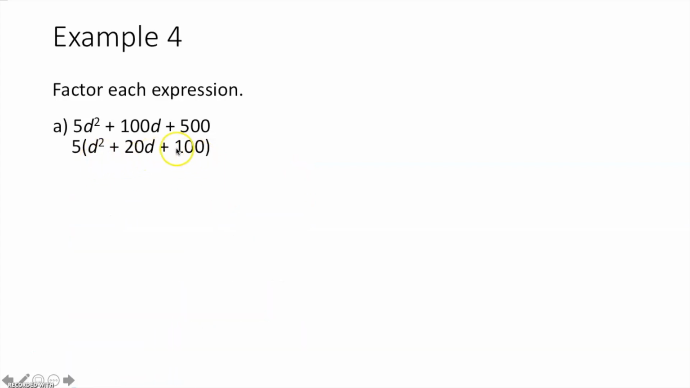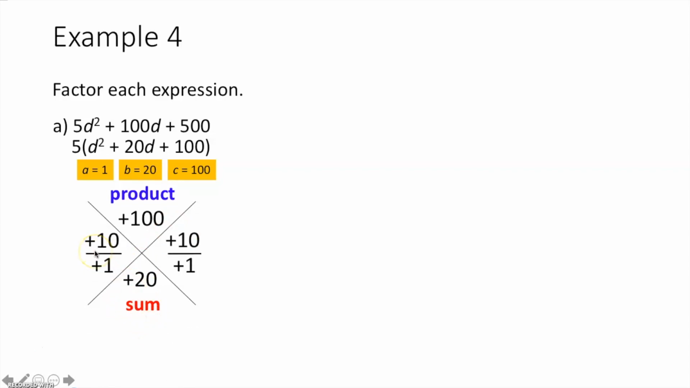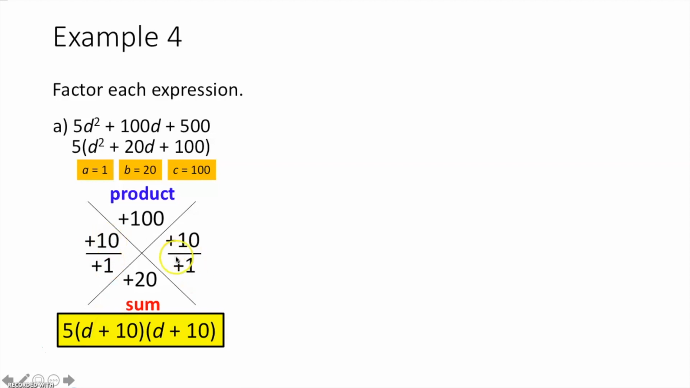Well, you could always just factor this quadratic trinomial using the magic x, where our a value is going to be 1, our b value is going to be 20, and our c value is going to be 100. Now, all you have to do, create the magic x, where a times c goes on top, your b value is on the bottom. Two numbers that multiply together to make 100 and add together to make 20 would be 10 and 10. You then divide both of those by your a value, which is 1, and write your answer going bottoms up. 1d plus 10 times 1d plus 10.